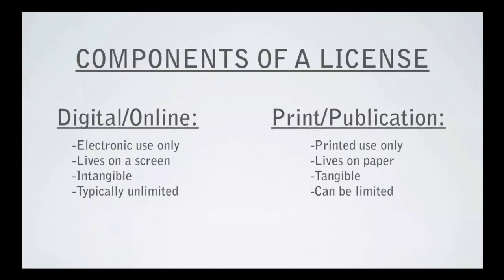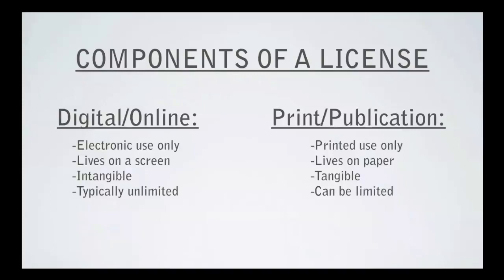There are a couple different components to a license: there's digital and online, and then there's print and publication. These are two separate components because you can split them up and say, I only want to give out a digital or online license to this image, or I only want to give out a print and publication license to this image, or maybe you say, I'm going to give both to this client for whatever reason that is. But just realize these are typically split in two, so you have options.